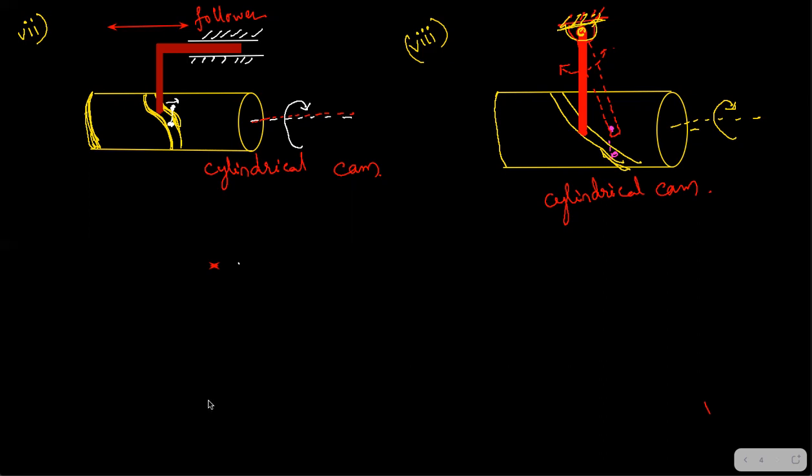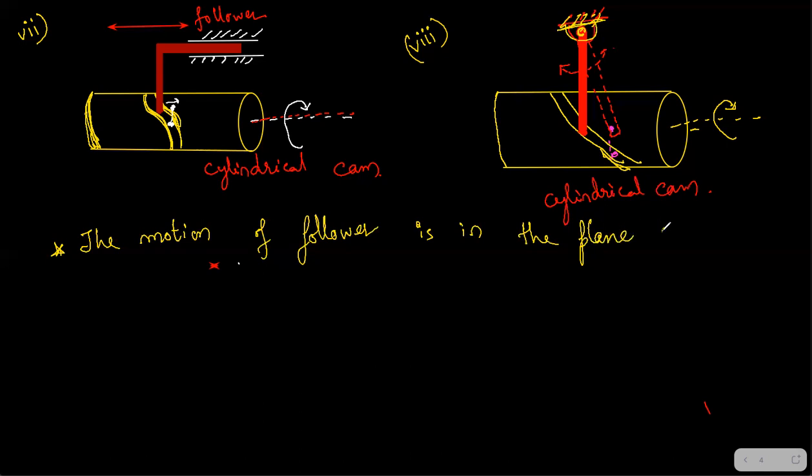This is an important point, so let me write it down. The motion of follower is in the plane that contains the axis of cam's rotation.